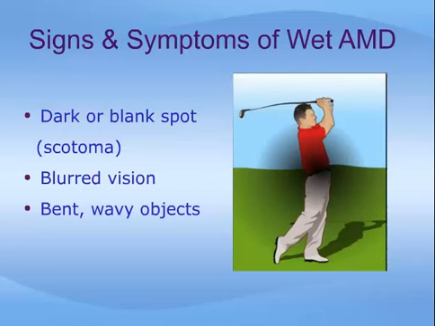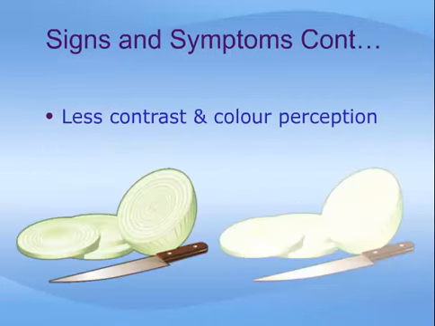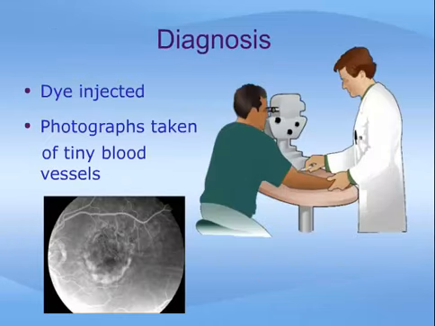Scar tissue formed at the back of the eye can cause you to see a dark spot in your center of vision called a scotoma. Your vision may be blurred, and you may also notice that straight objects appear bent or wavy. You may have decreased contrast sensitivity, the ability to distinguish light from dark, and you may also notice some loss of color perception.